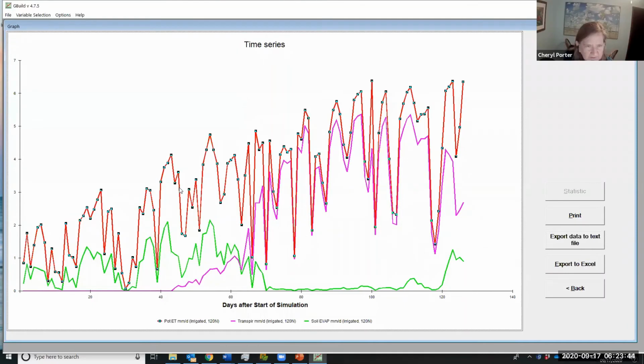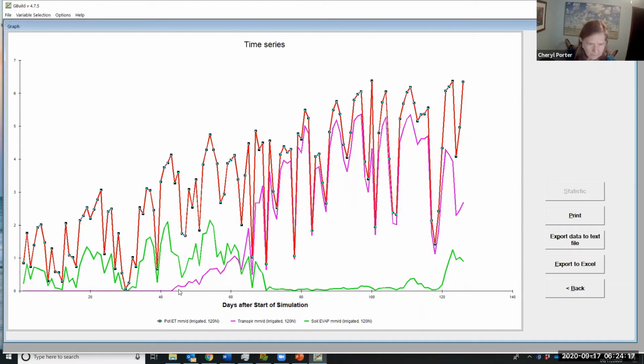Okay, so the potential ET is up at the top, and it looks like we very rarely, if ever, reach that potential. There's a few days, so most of the evapotranspiration is below that potential. So the plant started somewhere around here, I think.